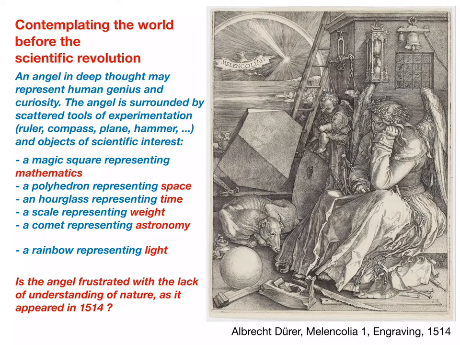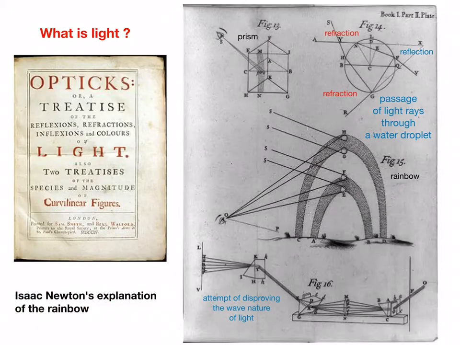In 1514, not much knowledge existed on these very different areas of science, and the angel representing us, humanity, may be frustrated with the lack of understanding of nature, as nature appeared in 1514. The scientific revolution initiated by Galileo Galilei and others has provided answers to many of these questions.